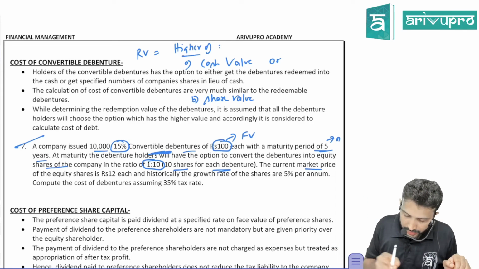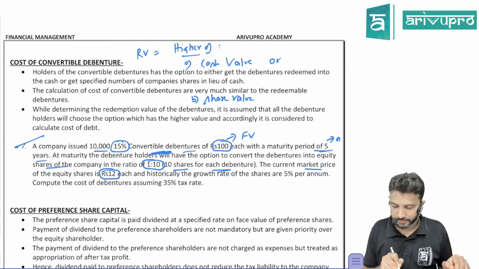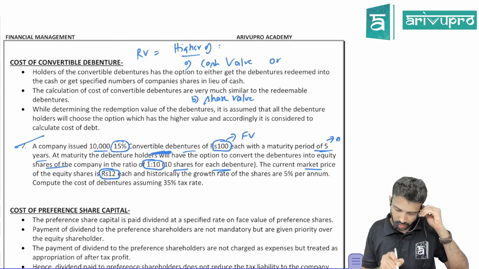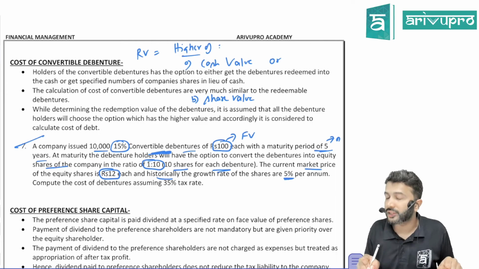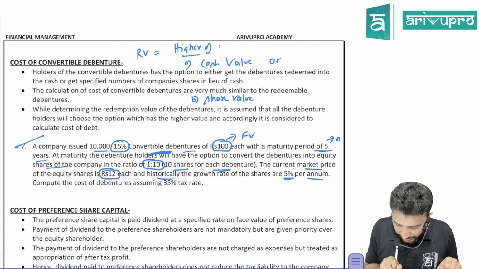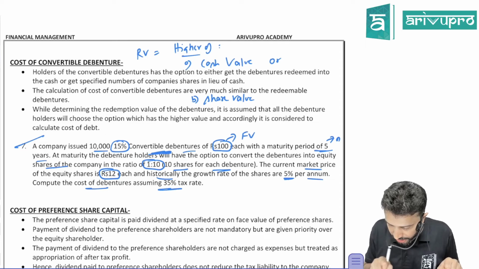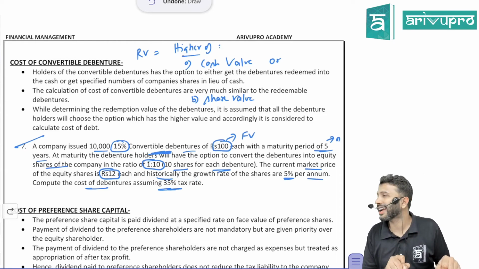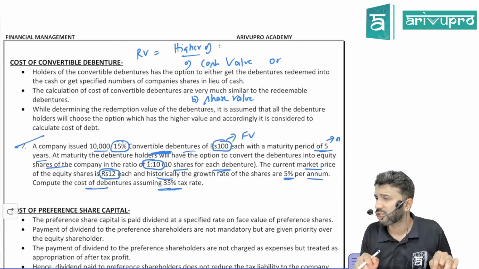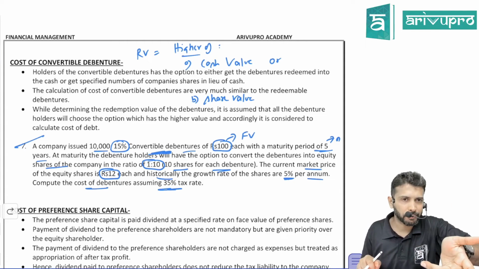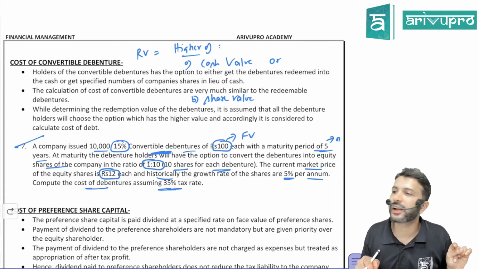The current market price of equity share is 12 rupees. And historically, the growth rate of the share is 5% per annum. Calculate the cost of debentures assuming 35% tax rate. Anyway, this is a convertible debenture. So first we will calculate RV. Then all the other numbers we'll plug into the formulas.